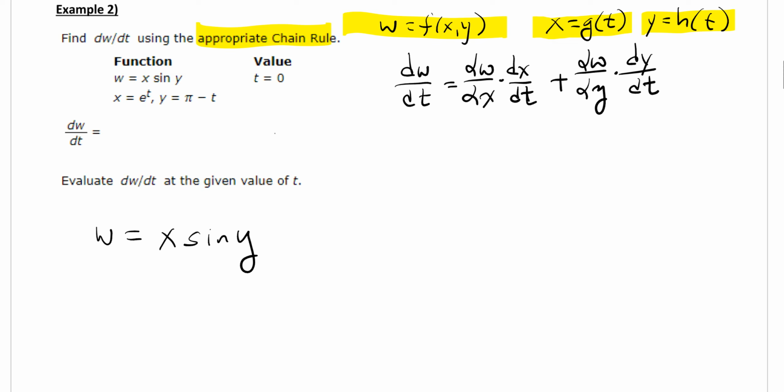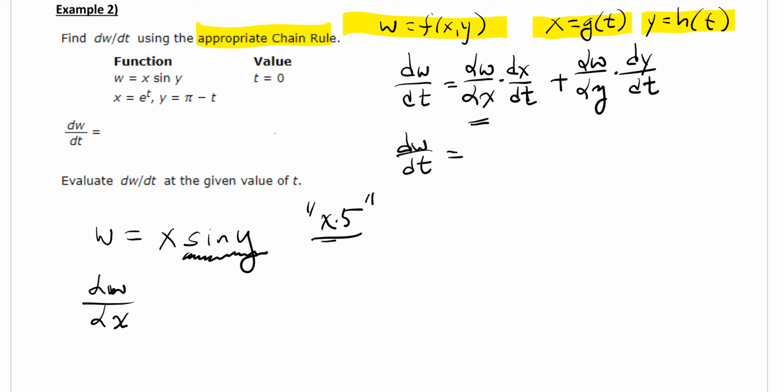So we have dw dt, the derivative of w with respect to t, is equal to the partial derivative of w with respect to x. So we have to do that. So the partial of w with respect to x. So now x is the variable, y is a constant. So the sine of y is a constant. So this is like the derivative of x times 5, if you will, which of course would be 5. So here this would be the sine of y. So we have the sine of y times dx dt.